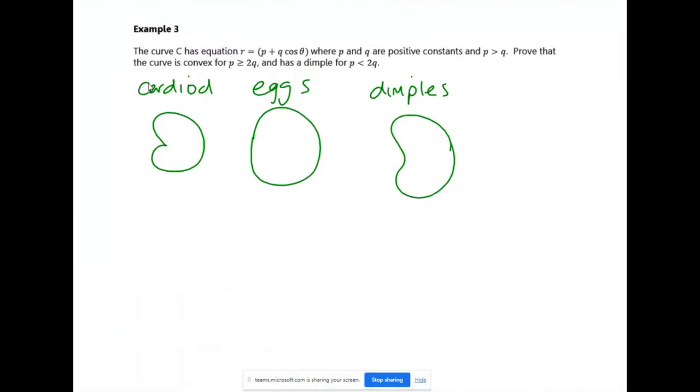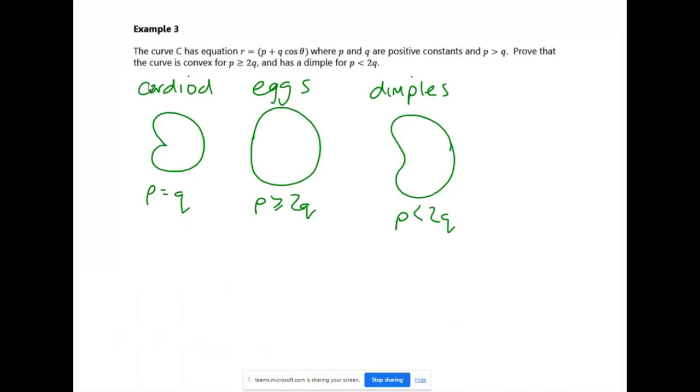They all have a similar sort of equation, p plus q cos theta, or sine theta if they were rotated by pi over 2. But depending on the relationship between p and q, you'll get different ones. So if p and q are equal, you get a cardioid. If p is bigger than or equal to 2q, you get an egg. It's convex over here, we say. And if p is less than 2q, you get a dimple. You don't need to learn those conditions.